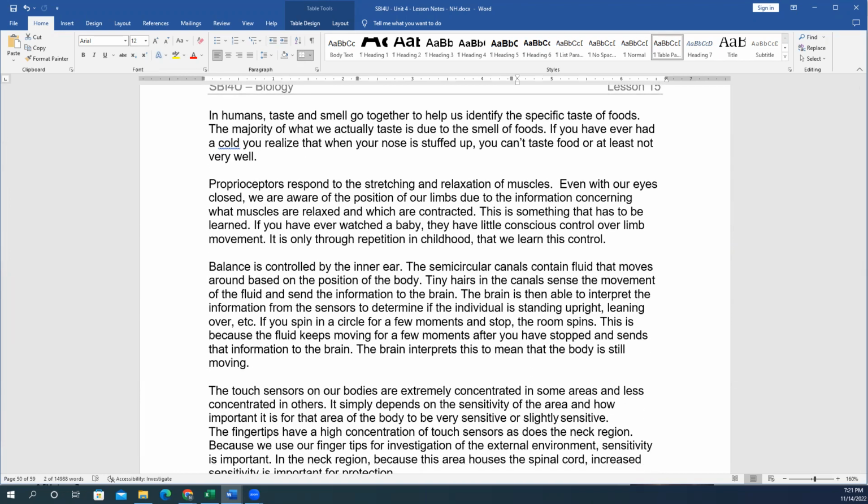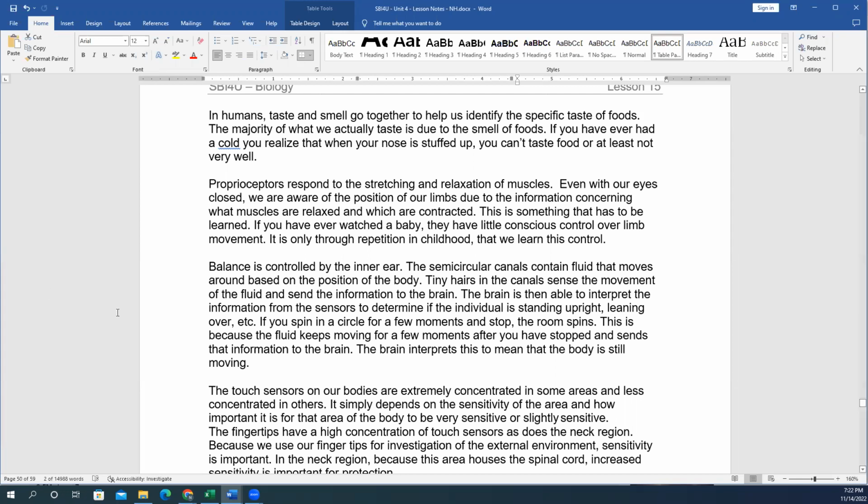So for us, taste and smell really go together in order to help us identify specific tastes of food. And the majority of what we actually taste when we are tasting something is due to the smell of food. So if we've ever had a cold, for example, as I think many of us may have had recently, we've realized that when our noses are stuffed up, we can't taste food, or at least we can't taste very well.